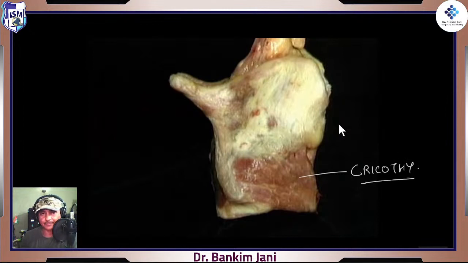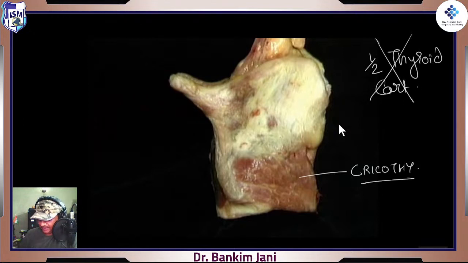Now to see the rest of the muscles. This is our cricothyroid. We need to sacrifice this. Not only that, we need to remove half of the thyroid cartilage so that we can see the rest of the muscles, because now they are all intrinsic, they are all inside. So we remove half of the thyroid cartilage. We remove this, and in fact we have to remove this cricothyroid muscle also. So we'll remove even that.